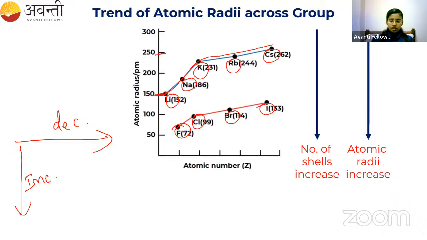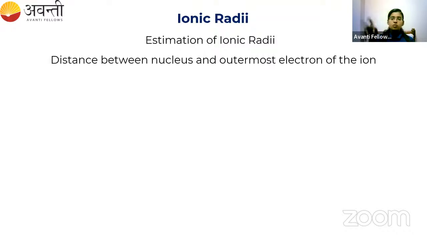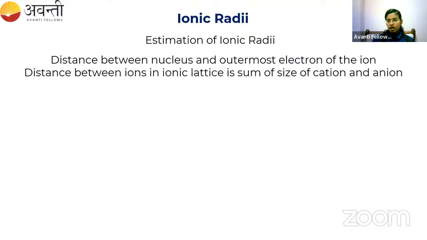We also have the second part of this, which is called ionic radii. So now let's see the estimation of ionic radii. The distance between the nucleus and the outermost electron of the ion will give the ionic radii. The distance between the ions in an ionic lattice is the sum of the sizes of the cation and anion.